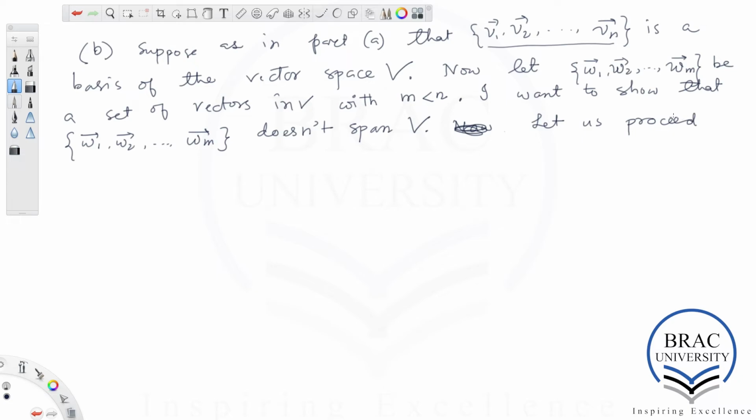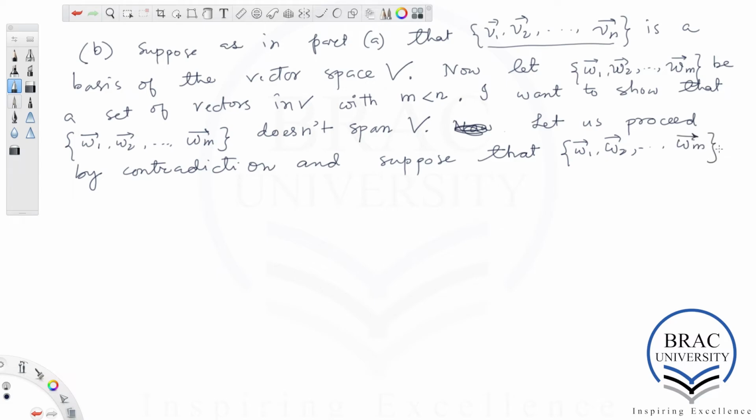Proceed by contradiction and suppose instead that W1, W2, all the way up to Wm span V. This set spans V.